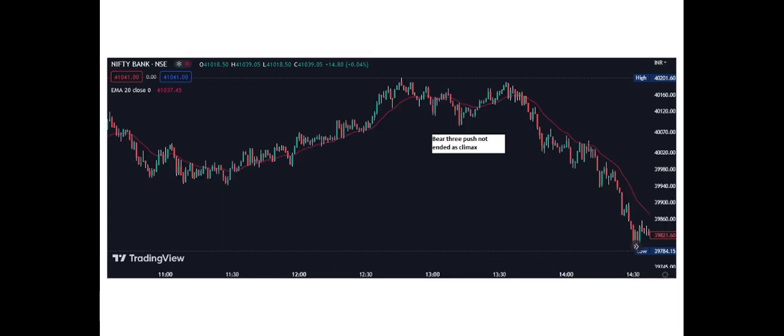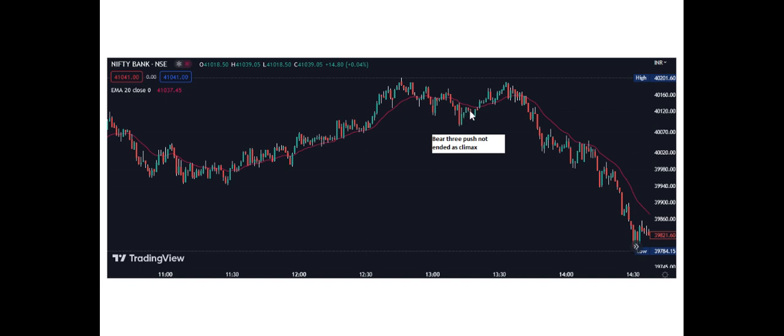And on the contrary, if the three push is not playing out an extreme climax and it is not climactic, then the reversal does not carry a strong initial momentum. Let us look at this example. Here you have a bear 3 push. Here you have 1, 2, 3. This is not very climactic. It's very near to EMA. It did not really go far. It is very near to EMA.